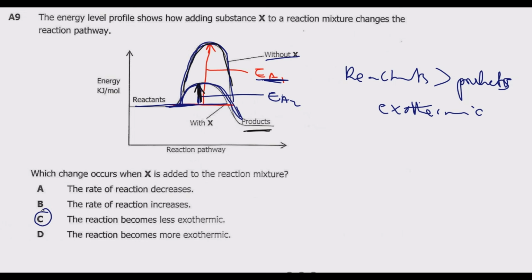A and B are not correct because we are having the product almost at the same pathway, meaning the rate of reaction is not increasing or decreasing, so these are incorrect. So this is how you arrive at the answer, which is C.